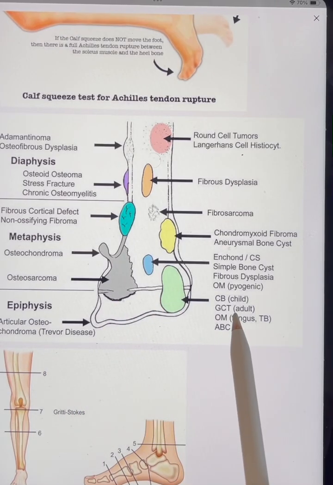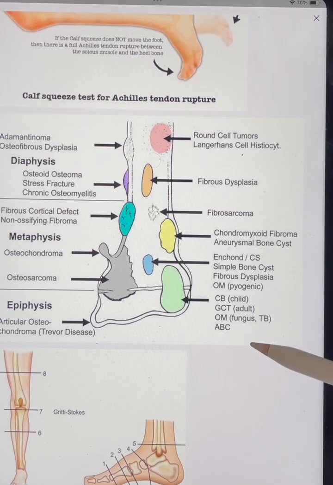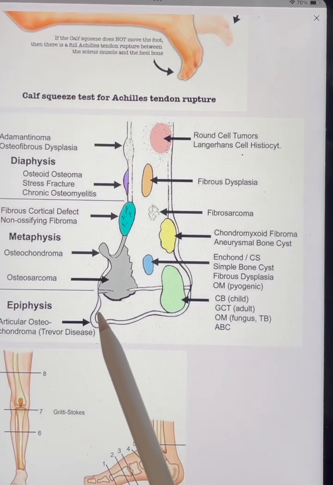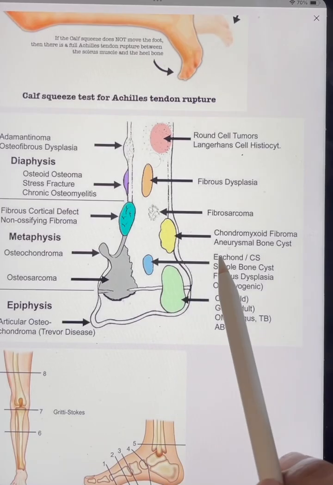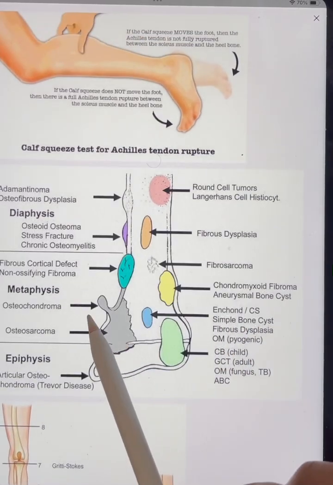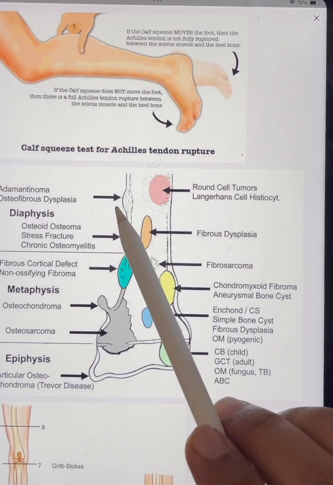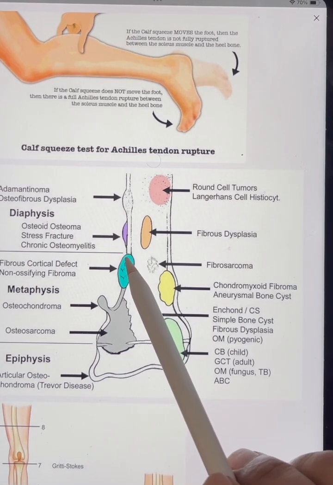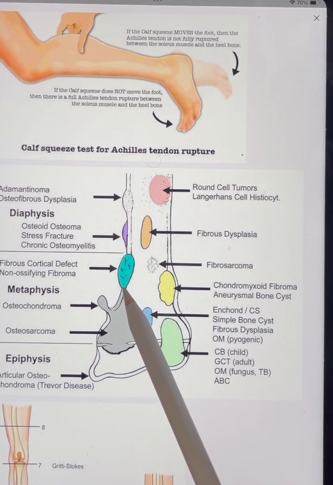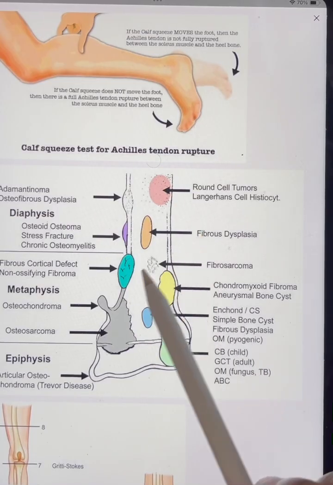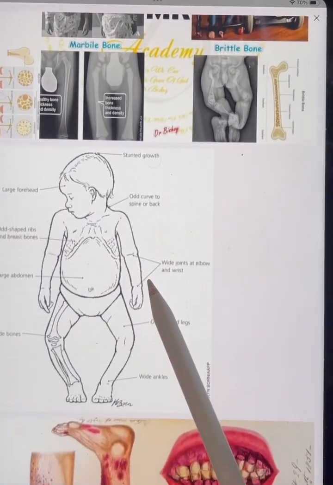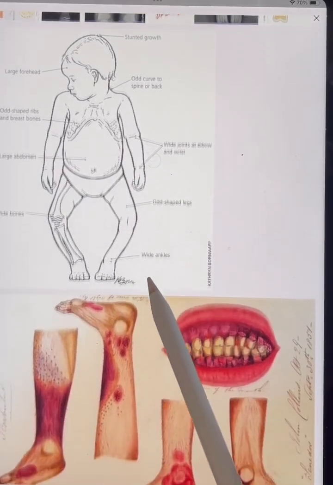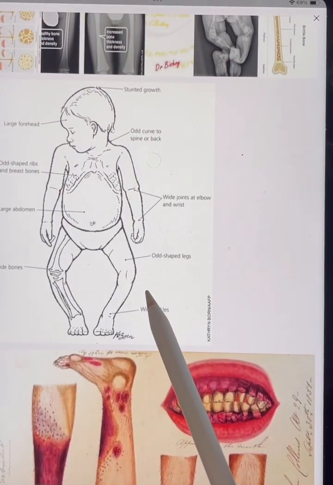So the epiphysis, in adults GCT, or then you get the metaphysis: osteochondroma, osteosarcoma. These are diseases of the metaphysis. Bone cysts can also be seen. Chondromyxoid fibroma. And the diaphysis has osteogenic dysplasia, stress fractures, fibrous dysplasia, round cell tumors. Osteopetrosis, hard brittle bones, and this is scurvy, vitamin C deficiency.